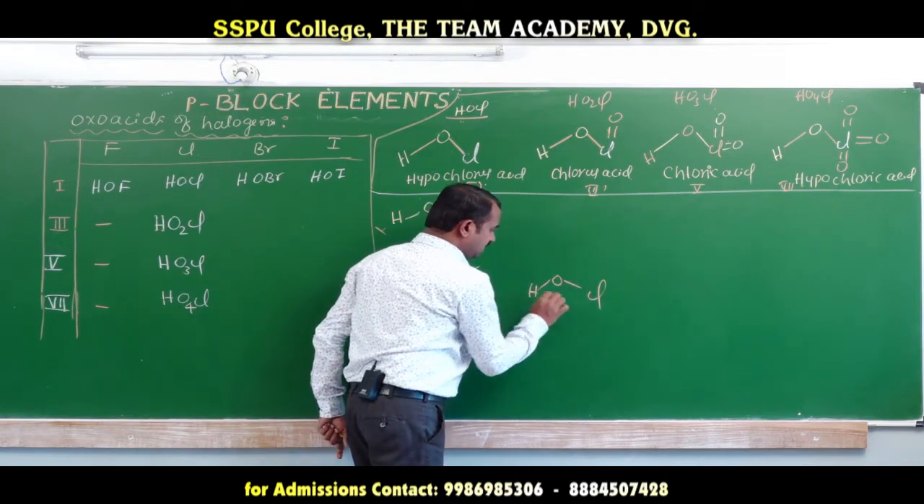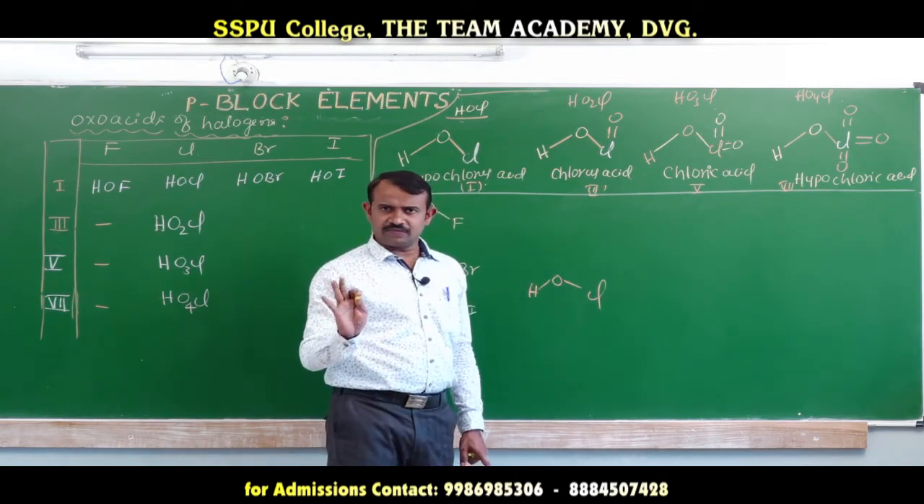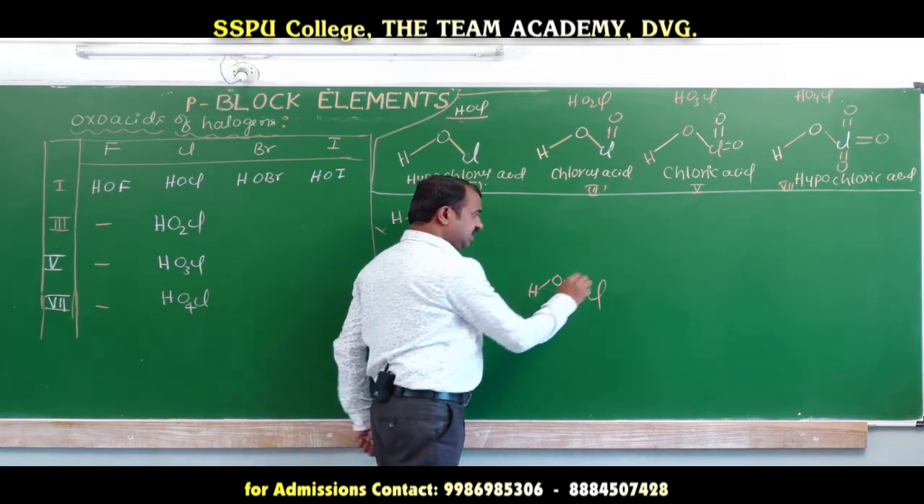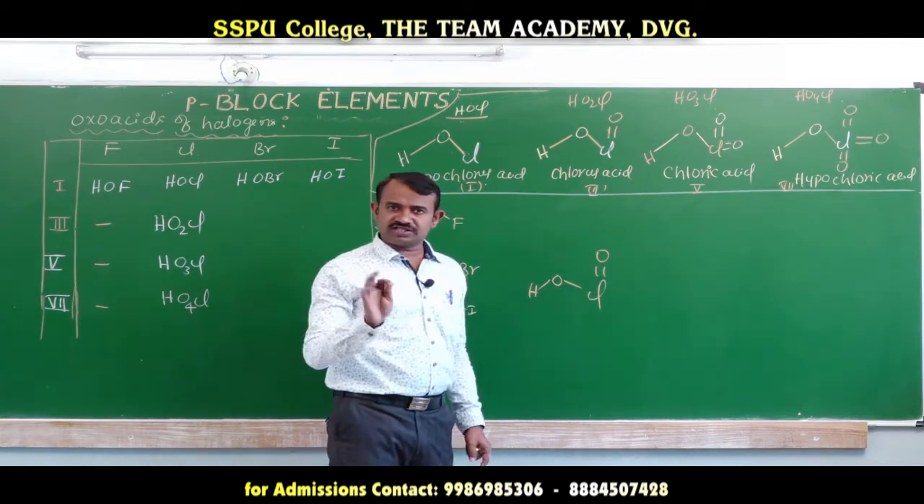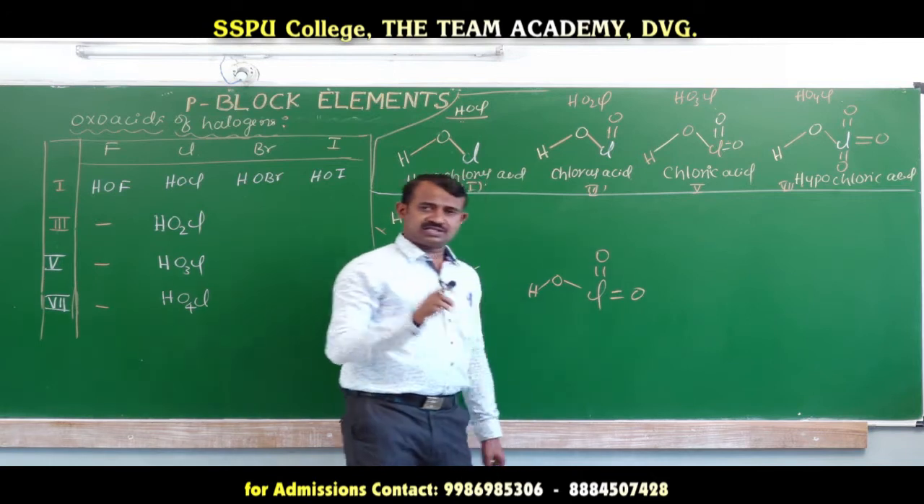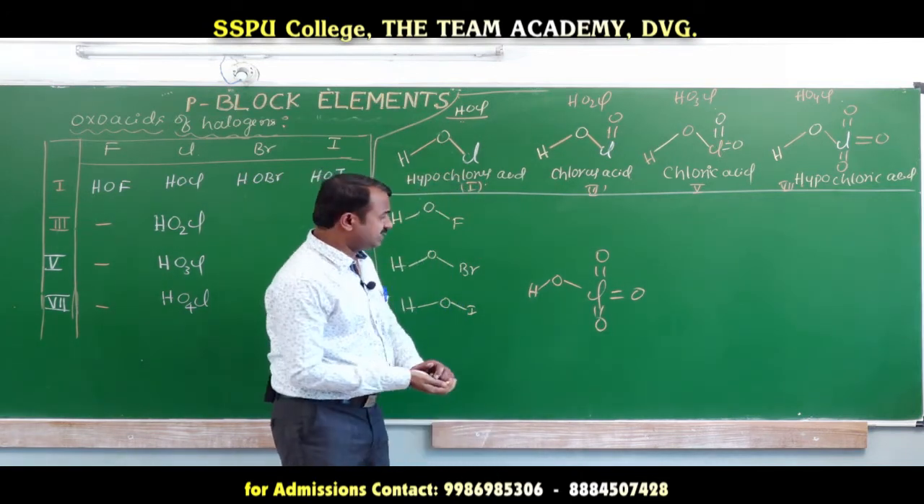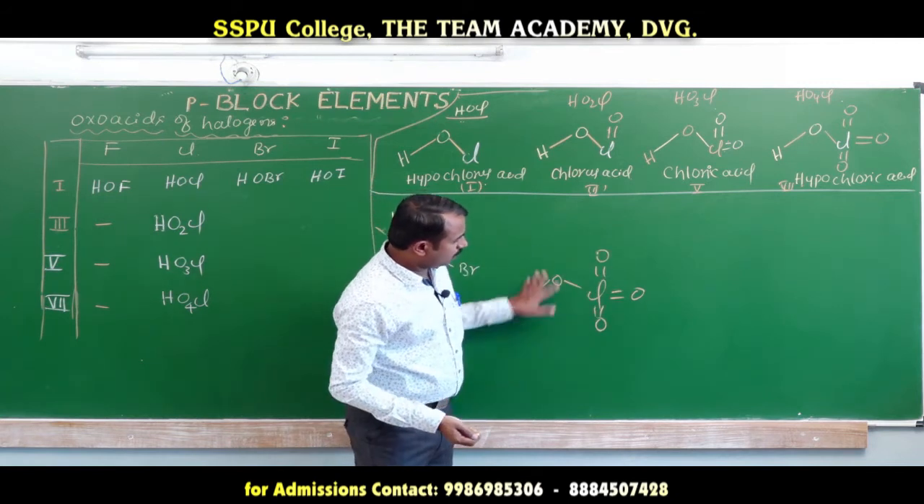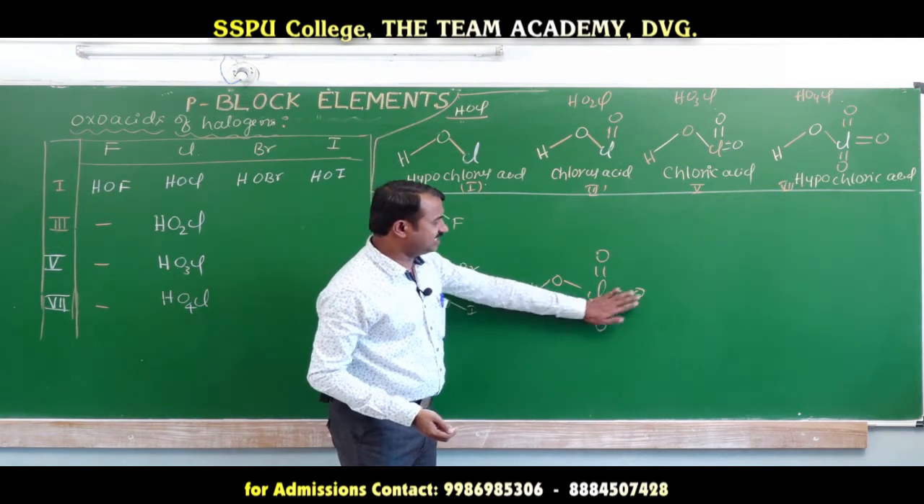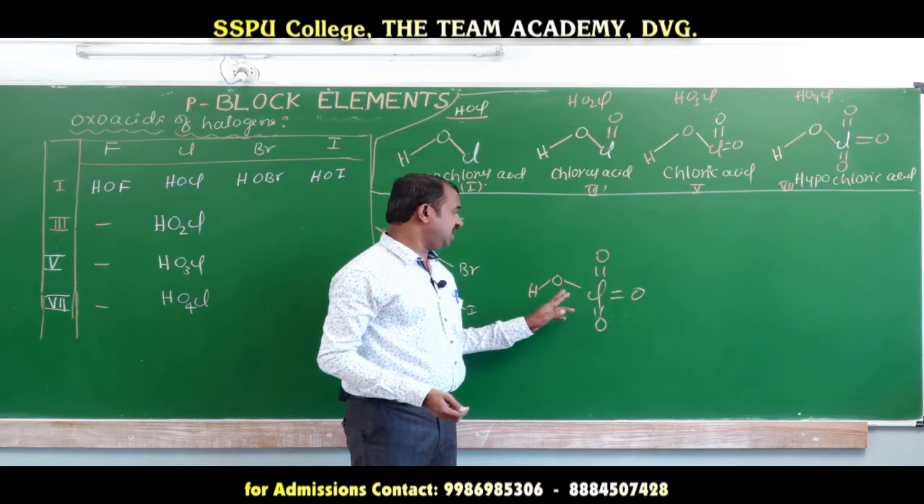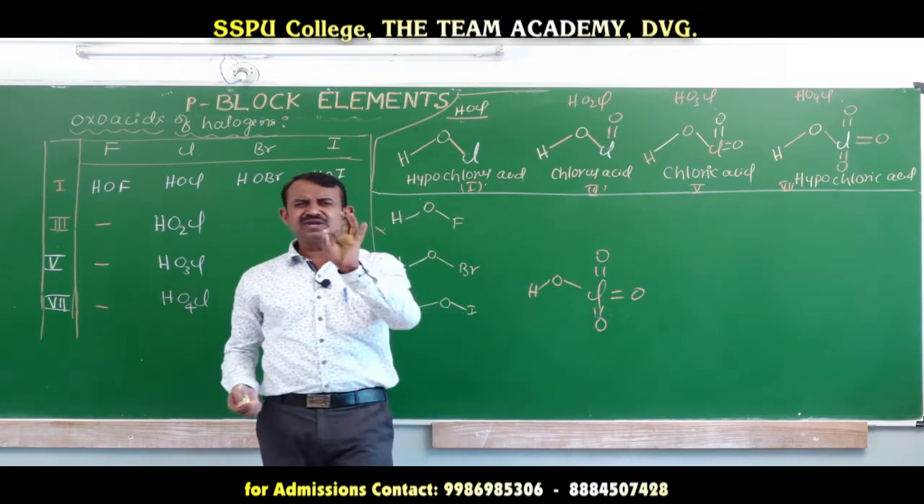ClOH. This is hypochlorous acid. First one, hypochlorous acid. If one double bond O, it means chlorous acid. If 2 double bonds, it means chloric acid. If 3 double bonds, it means perchloric acid. Perchloric acid, chloric acid, chlorous acid, okay, hypochlorous acid. This is very, very easy.